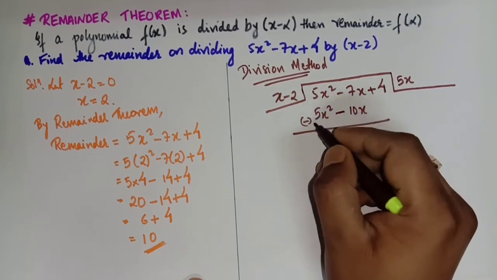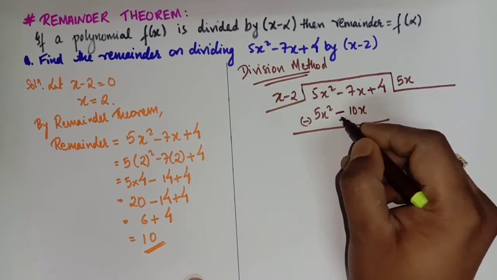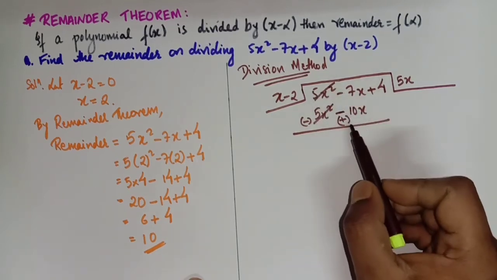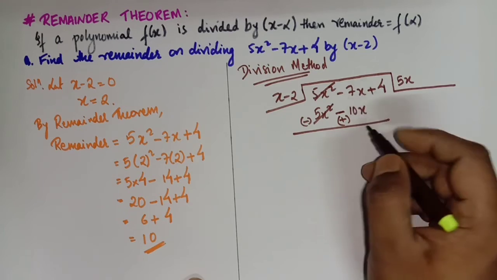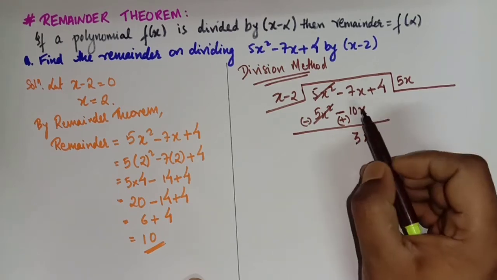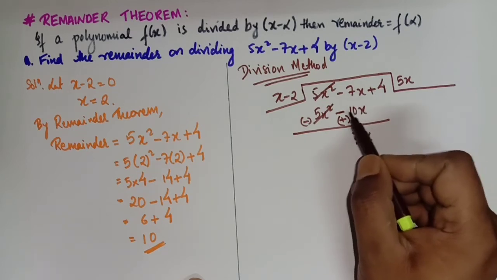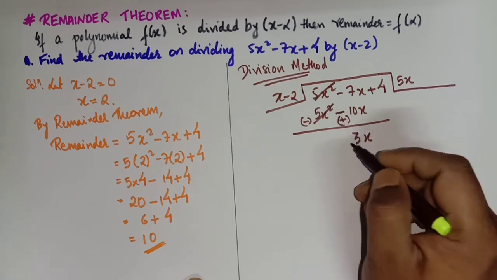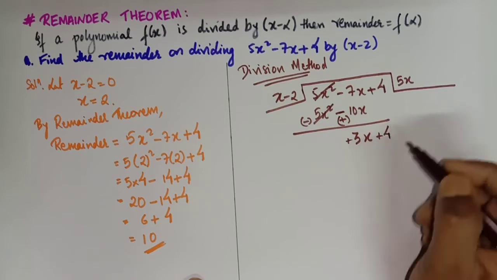And you have to change the opposite sign. Plus opposite will be minus. This plus opposite will again be minus. So these two will get cancelled. Minus plus is minus. So 10 minus 7 is your 3x. Now the sign will be the bigger number's sign. 7x and 10x, which is bigger? 10x. So the 10x sign was minus before, now it has changed to plus. So this sign will be plus, and this will be your plus 4.